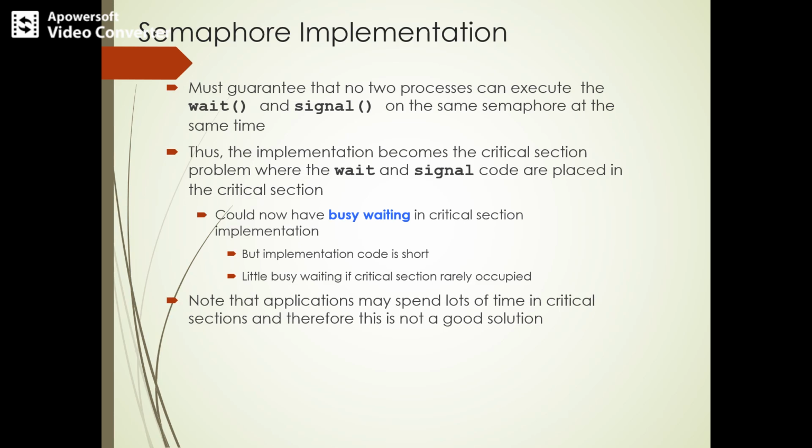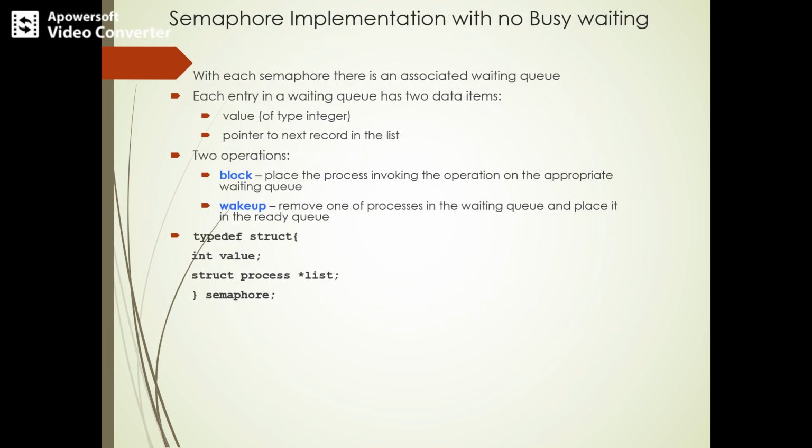To overcome the need for busy waiting, we can modify the wait and signal constructs. When a process executes the wait operation and finds that the semaphore value is not positive, it must wait. However, rather than busy waiting, the process can block itself. The block operation places the process in the waiting queue associated with the semaphore. We'll see that in the next session.